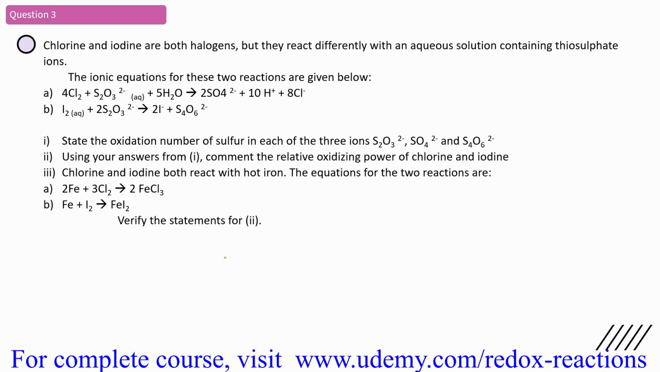The next question is where we are talking about two halogens, chlorine and iodine, and their reactions with hot iron, and we also discuss their oxidizing power.